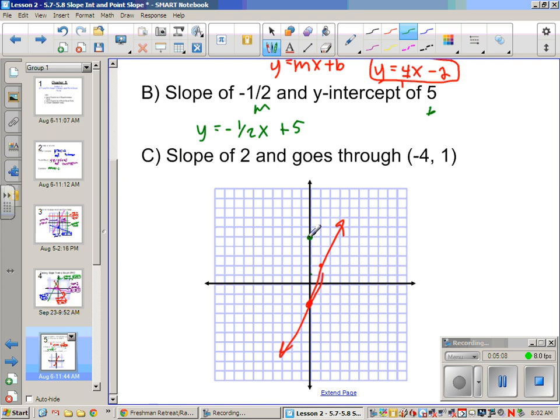5. That's where I start. And to count a negative 1/2, I go down 1 and then right 2. Down 1, right 2. Down 1, right 2. And there is my line.